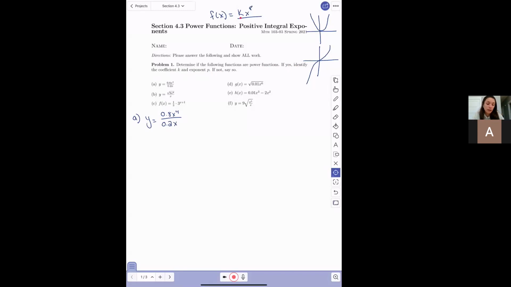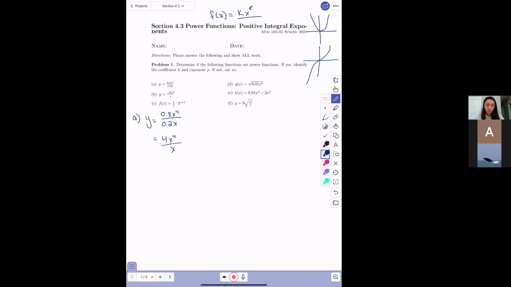Now, our goal here is to manipulate and simplify this so that it looks like this up here. Can anyone give me the first step that we could do to simplify this? Would you divide the 0.8 and 0.2 first? Good, sure. And what do you get when you do that? You get 0.4... Don't you just get 4? Oh, yeah, my bad. That's okay. Okay, so then you'd have 4x to the power 4 all over x.